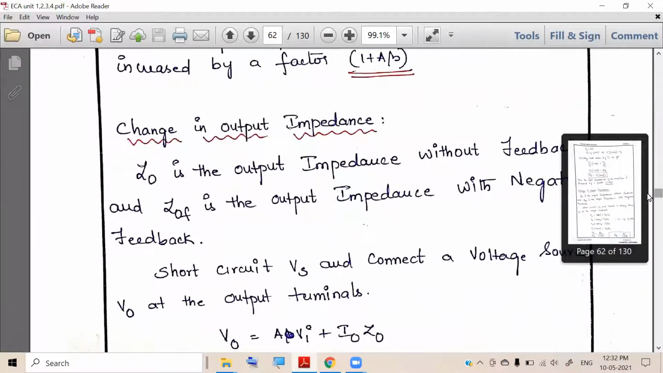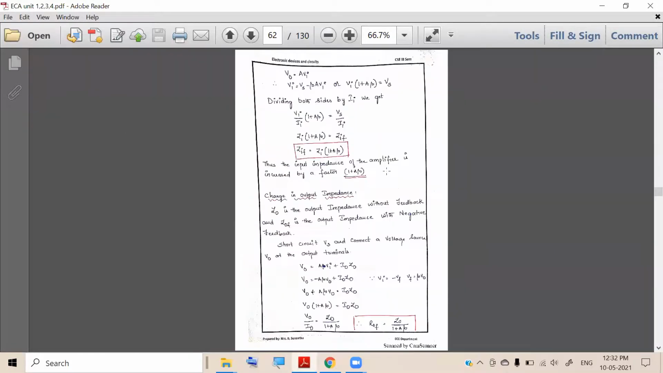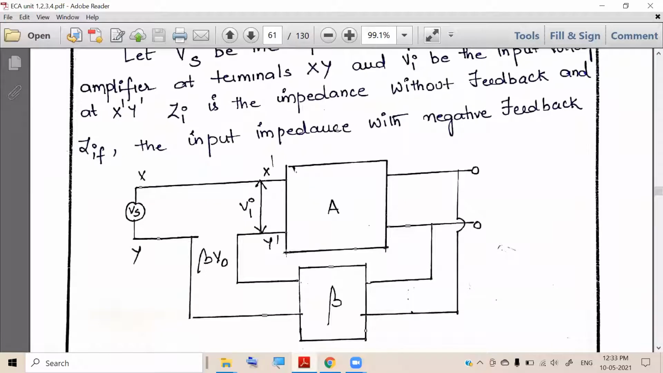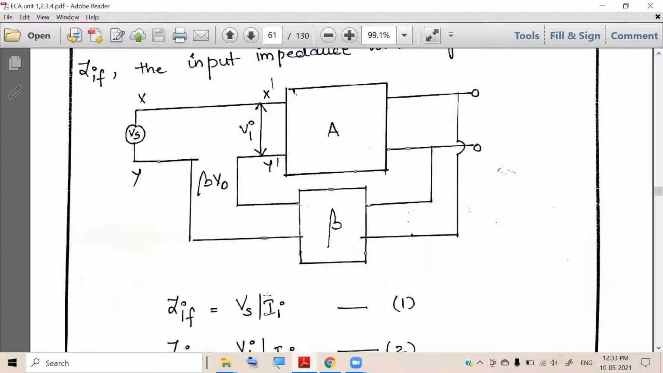Now let us go to our block diagram. This is the block diagram we have to see. RL we will open circuit, and VS we should make it 0.